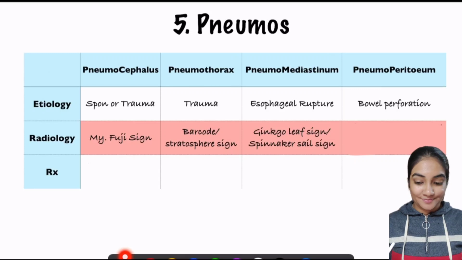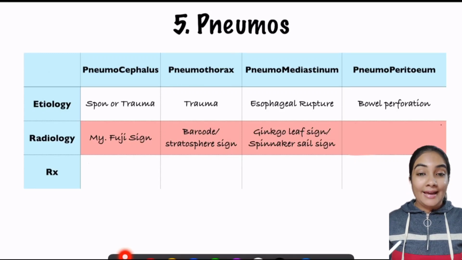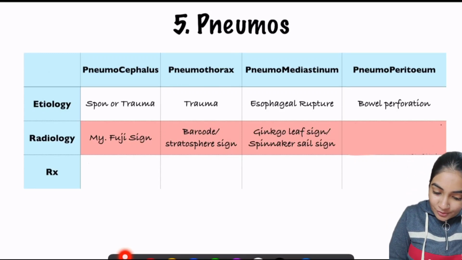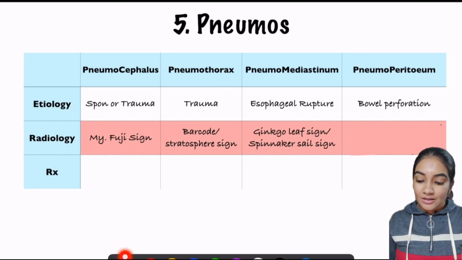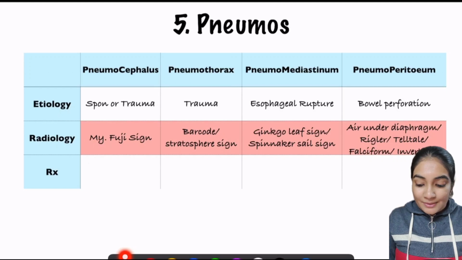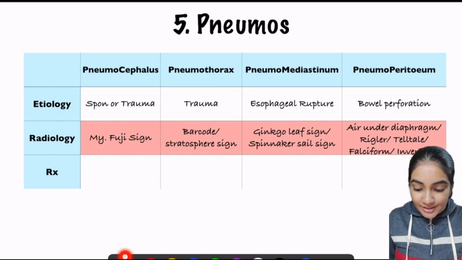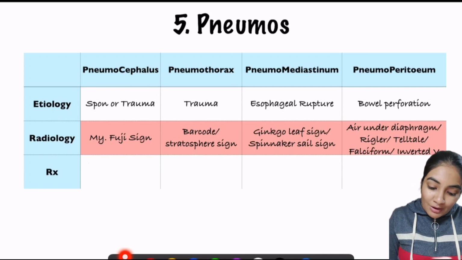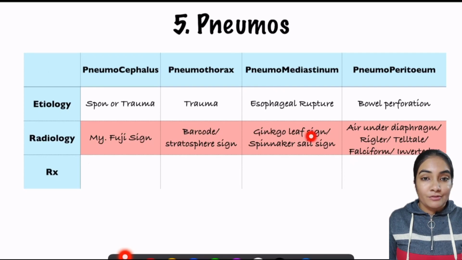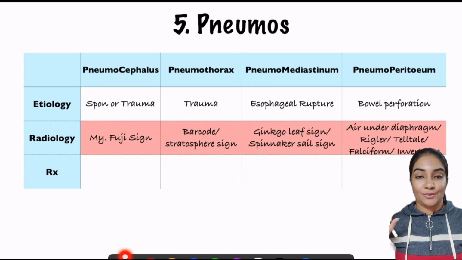And for pneumoperitoneum, any named sign apart from these 3-4 you have read here will come under pneumoperitoneum, be it simple air under diaphragm, Rigler sign, telltale sign, falciform sign, inverted V sign. You don't need to go into the details of these signs, what they look like on X-rays, on USGs. You just need to know Mount Fuji, barcode and ginkgo leaf. Barring these, if there is any other sign's name, it has to be a pneumoperitoneum.